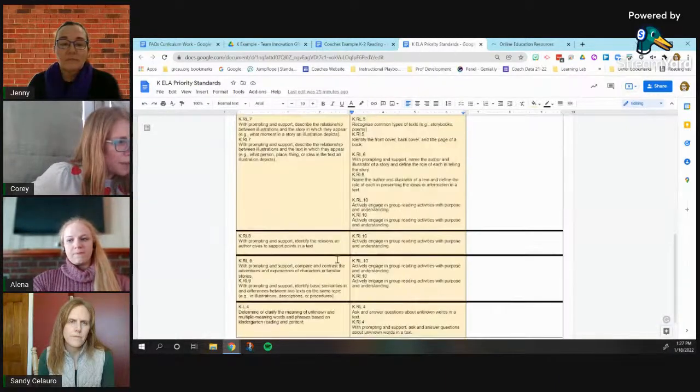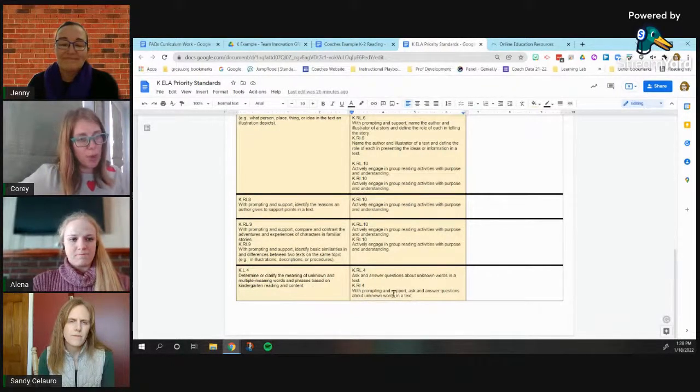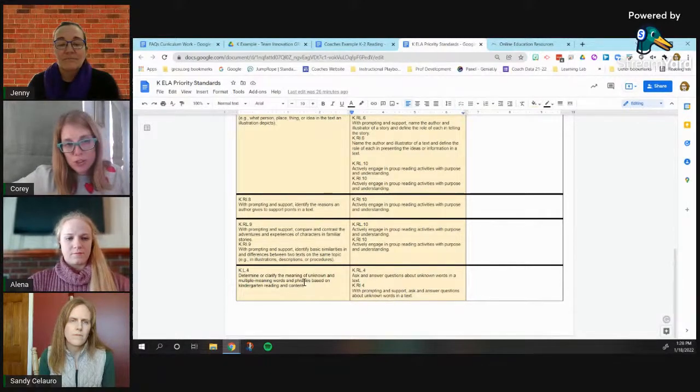I will also point out at this grade level, we did have one, right down here, this last one. We had one reading informational standard with prompting and support, ask and answer questions about unknown words in a text, which we felt was a really great supporting standard for one of the kindergarten language standards.